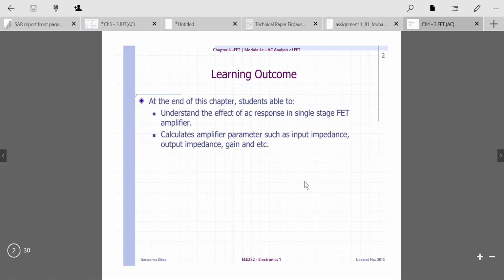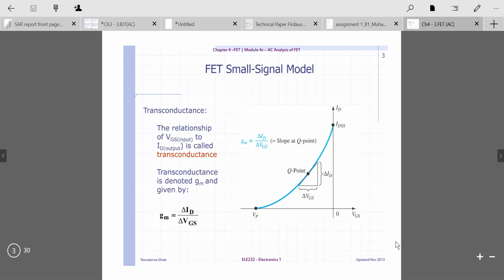These are the learning outcomes. At the end of this chapter, students are able to understand the effect of AC response in a single stage FET amplifier, and calculate amplifier parameters such as input impedance, output impedance, gain, and so on. So this is the FET small signal model.